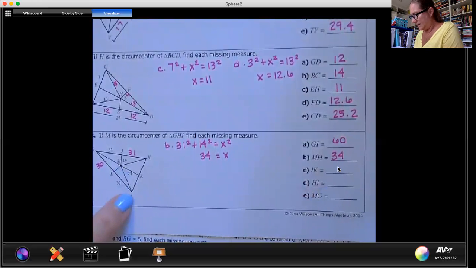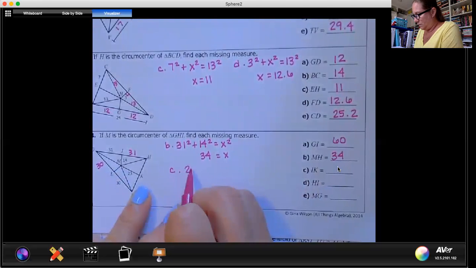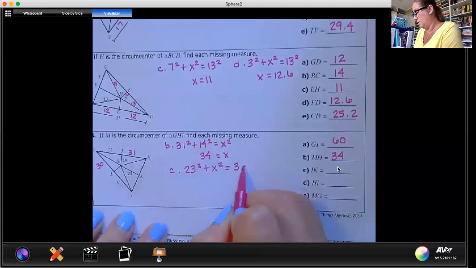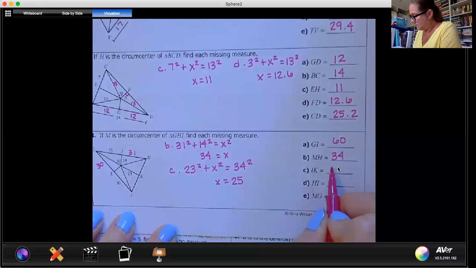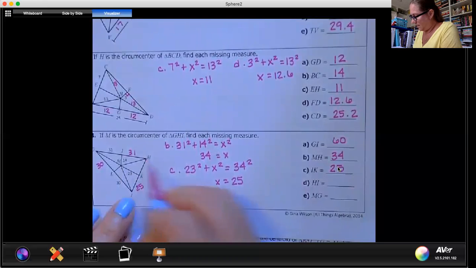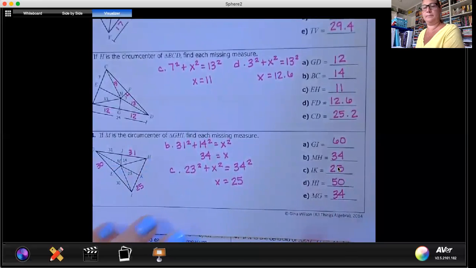So IK is going to be 23 squared plus x squared equals MI, and MI and MH are the same. So 34 squared, and you get 25. So if IK is 25, then IH is 2 times 25, which is 50. And then MG is going to be the same as MH, which is 34.